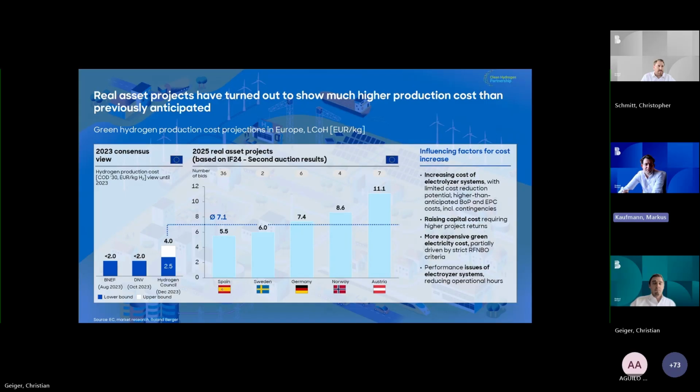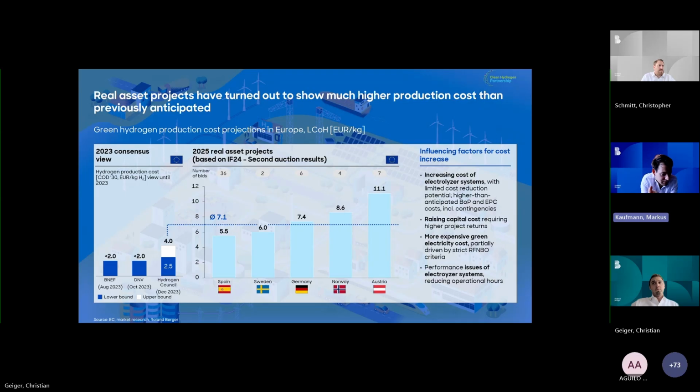The key thing that we need to assess, basically before we look at the demand side and willingness to pay that Christian will talk about in a second, is that in addition to the fact that overall project announcements have been more ambitious, we also see that the real costs in the market are higher than originally anticipated.